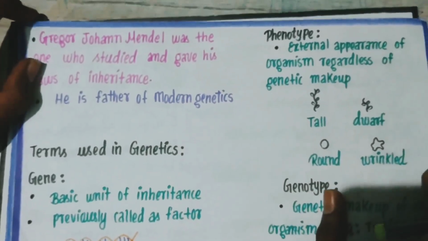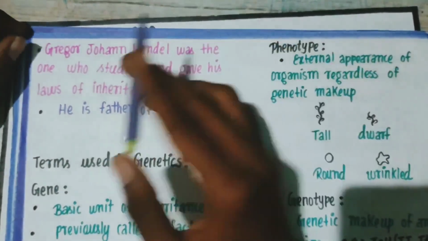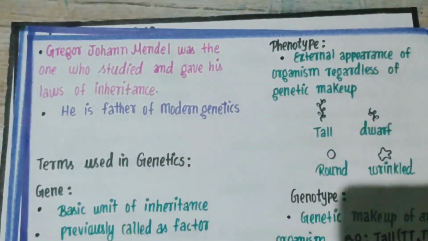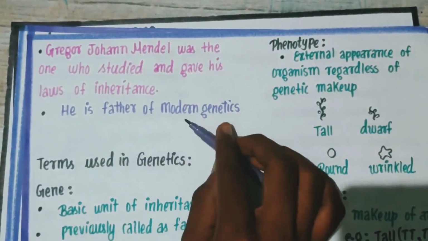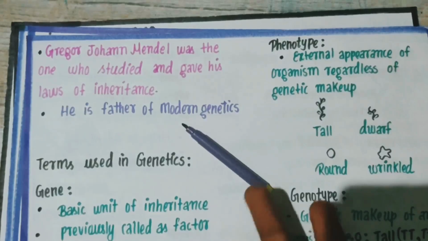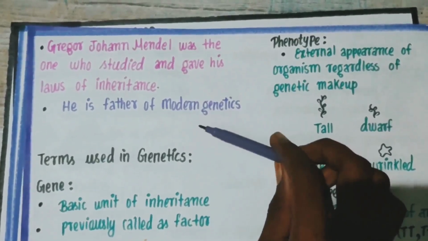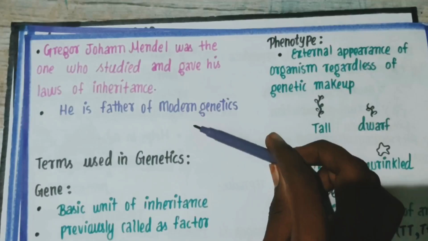Now we are going to discuss two important points before getting into the terms used in genetics. Point number one: Gregor Johann Mendel was the one who studied and gave his laws of inheritance, and he is called the father of modern genetics. He was the first one to study and give the laws of inheritance, which include the law of dominance, law of segregation, and law of independent assortment. We'll be discussing that in the upcoming part of the chapter.